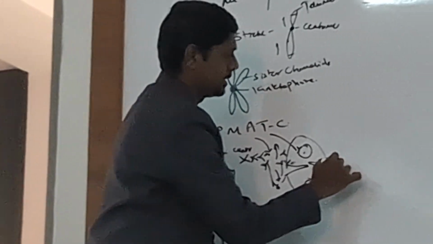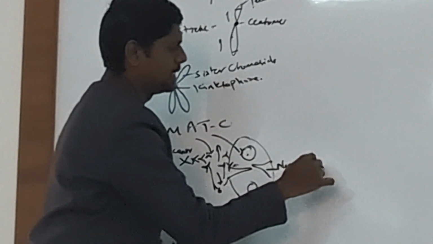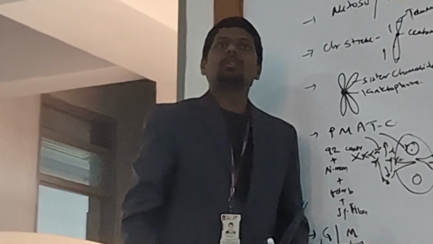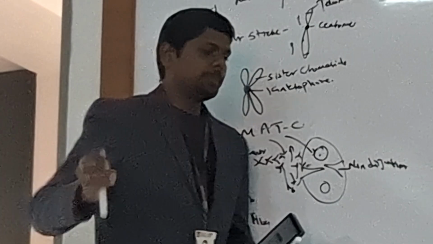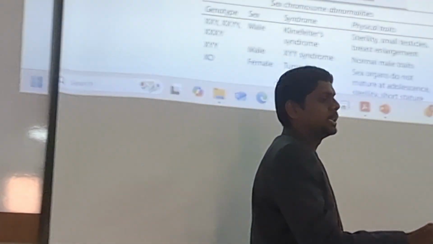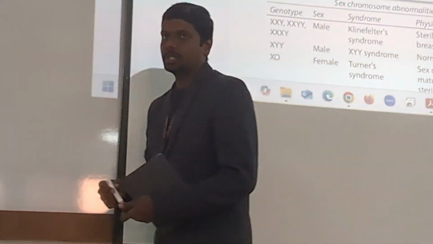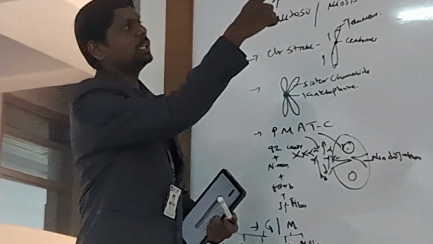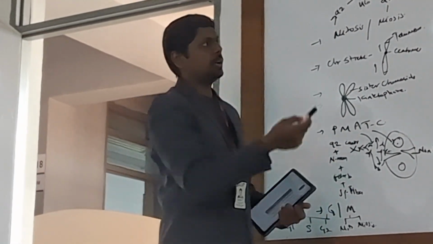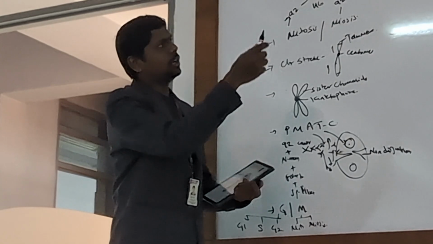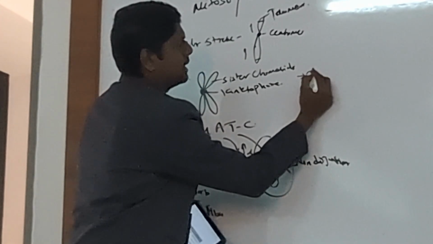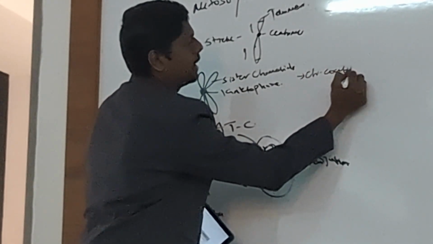Then we also focused on non-disjunction. What is the concept of non-disjunction? One extra. When the splitting of chromosomes is not in the correct number, that is called non-disjunction, right? So non-disjunction leads to abnormal chromosomal numbers. So these are the chromosomal abnormalities. Okay, first write down the names, then I will show you what those are.